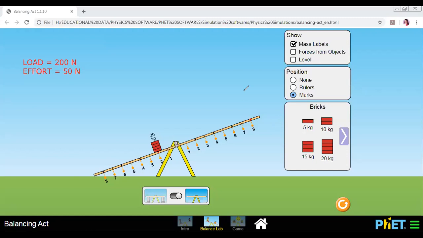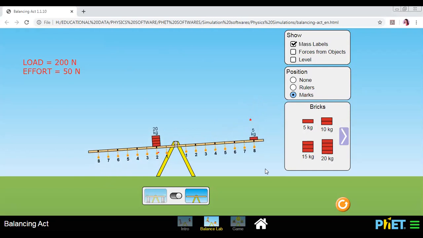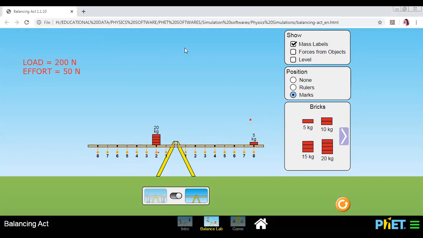These are 2 points. At 2 I have marked the initial point of load, and at 8 I have marked the initial point of effort. Now we want to find out how much is the displacement of load and displacement of effort. So I place the 5 kg object at 8 and see what happens. You will find that from here, this red point, it reaches here. And here this was the red point and it reaches here.